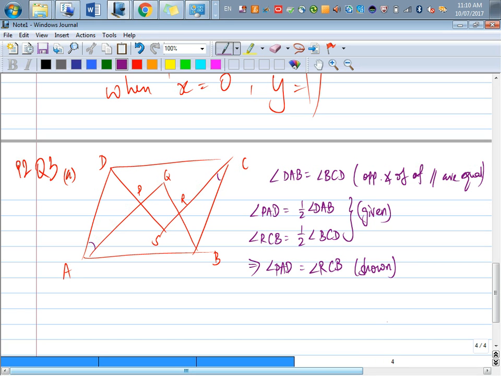What A? What are you saying? No, we are not asking for similarity or congruency yet. This is just showing that two angles are the same.